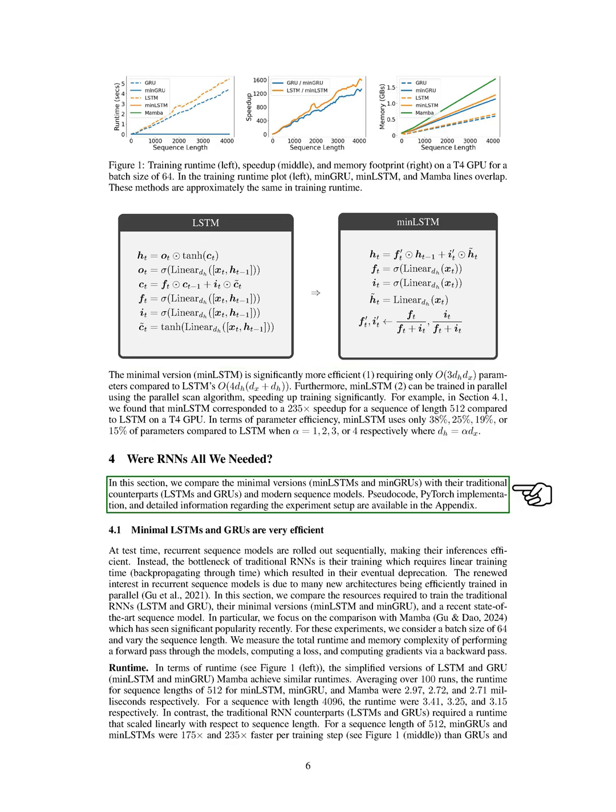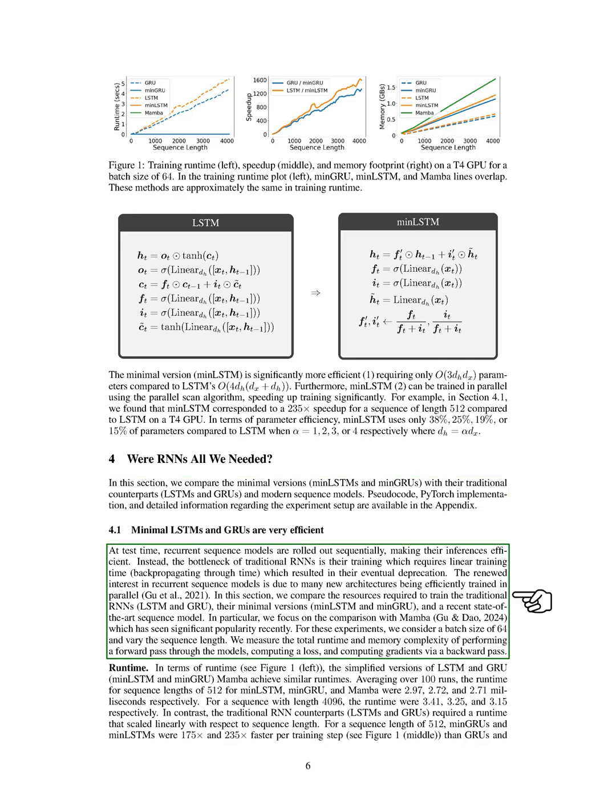We also compare the minimal versions, min-LSTMs and min-GRUs, with their traditional counterparts and modern sequence models. We provide pseudocode, PyTorch implementation, and detailed experimental setup in the appendix. At test time, recurrent sequence models operate sequentially, making their inferences efficient. However, traditional RNNs face challenges during training due to their linear training time, which has led to their decline in use. The renewed interest in recurrent models stems from new architectures that can be trained efficiently in parallel.